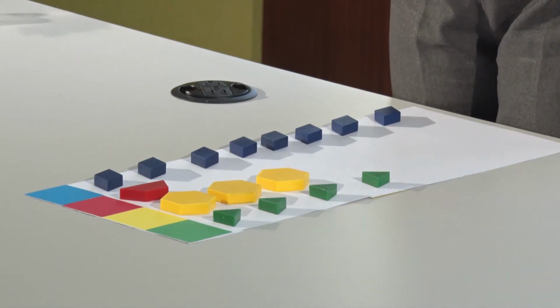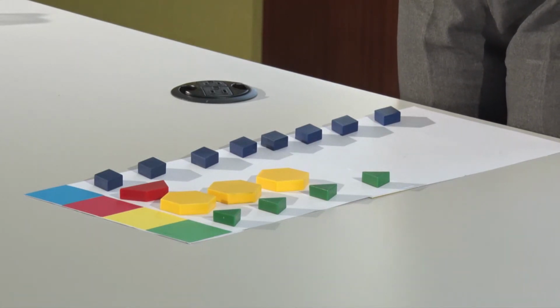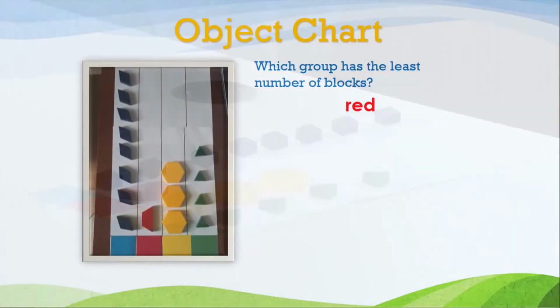So which group has the least number of blocks? If you said red, you are correct. Red has the least number of blocks. It only has 1 block.